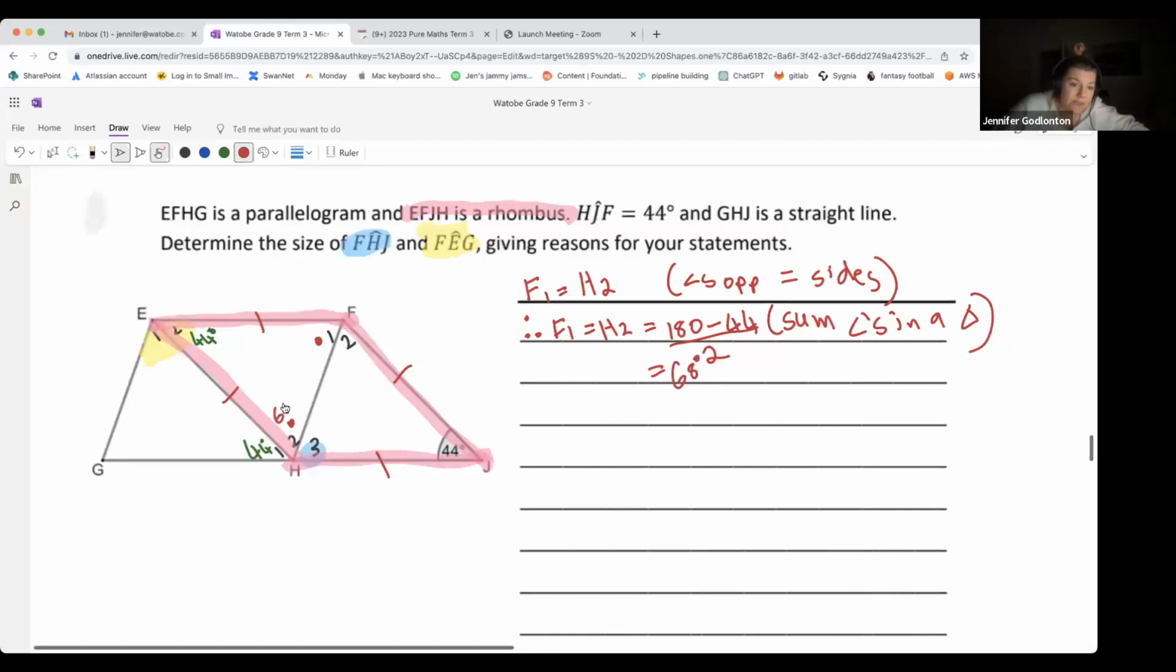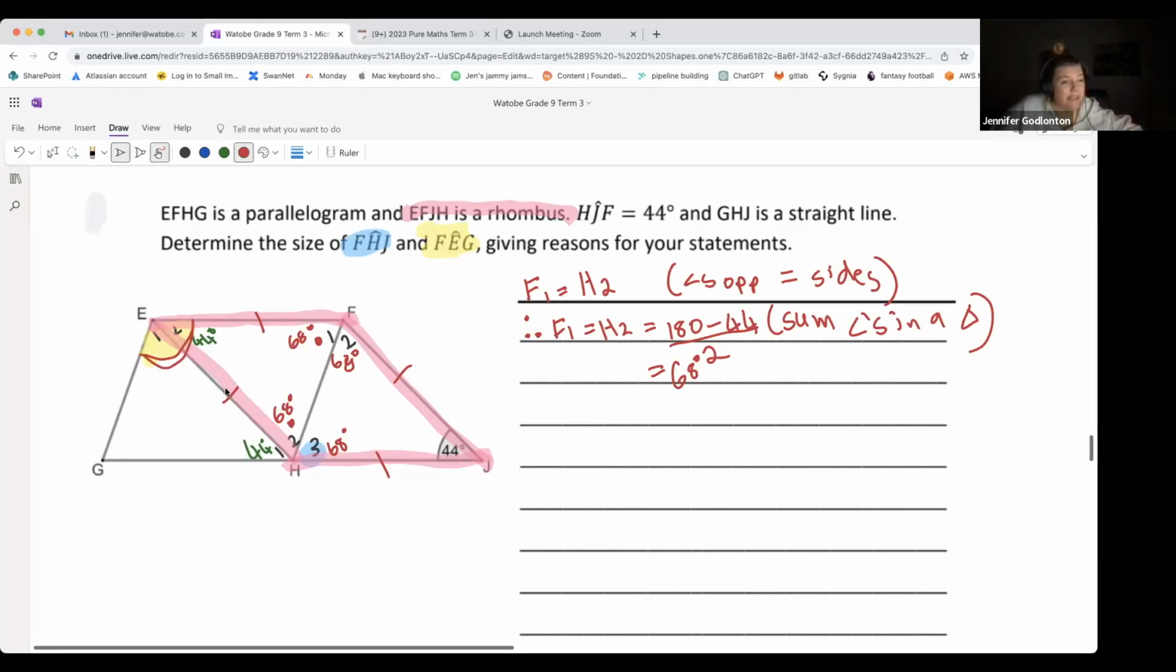So then we know that this one's 68, and this one's 68, and this one's 68, and this one's 68. We actually know a lot of information now. If we know that that's 68, are we able now to find E1? Or can we find this whole angle? Can we find the angle E?